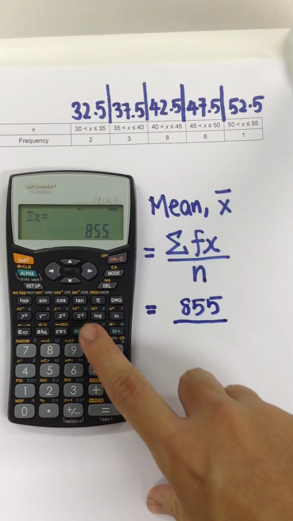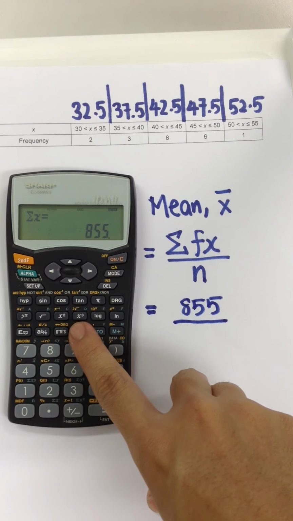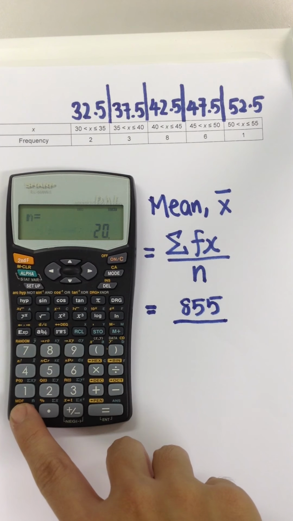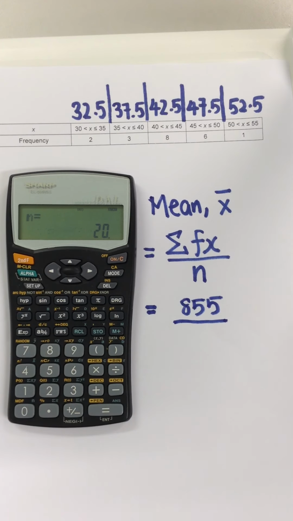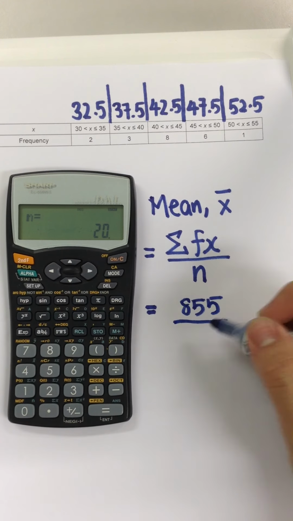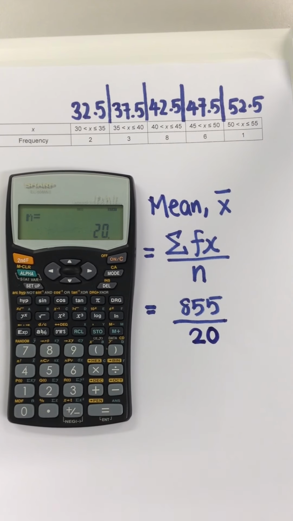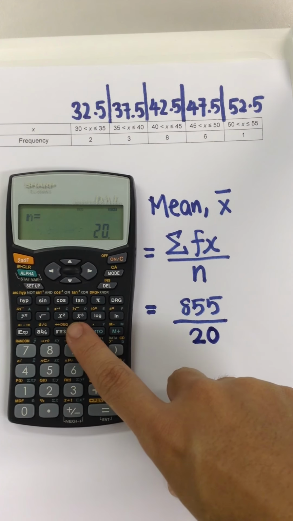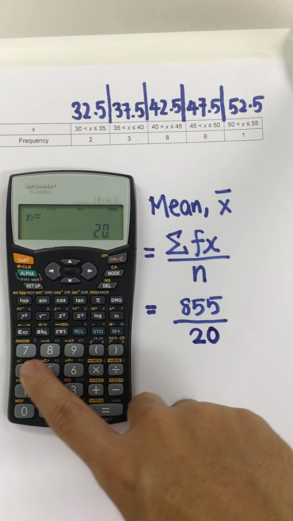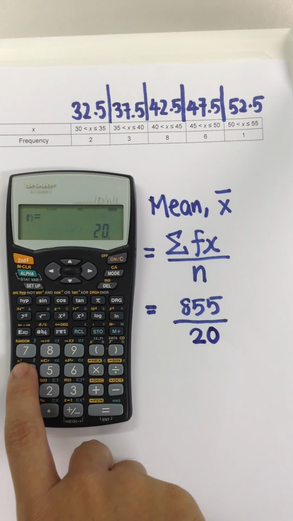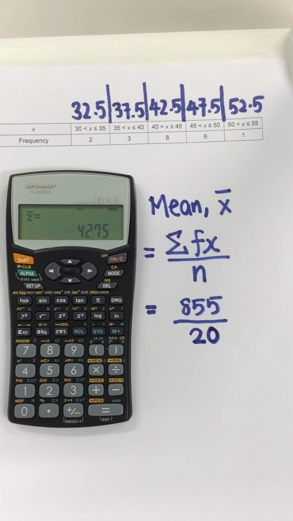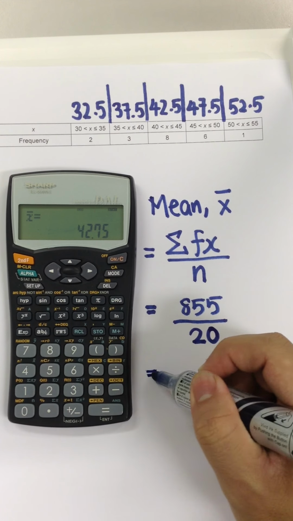Press the recall button followed by 0 button, and I will get the value of N, 20 in this case. Press the recall button followed by the number 4, and I will get the value of the mean.